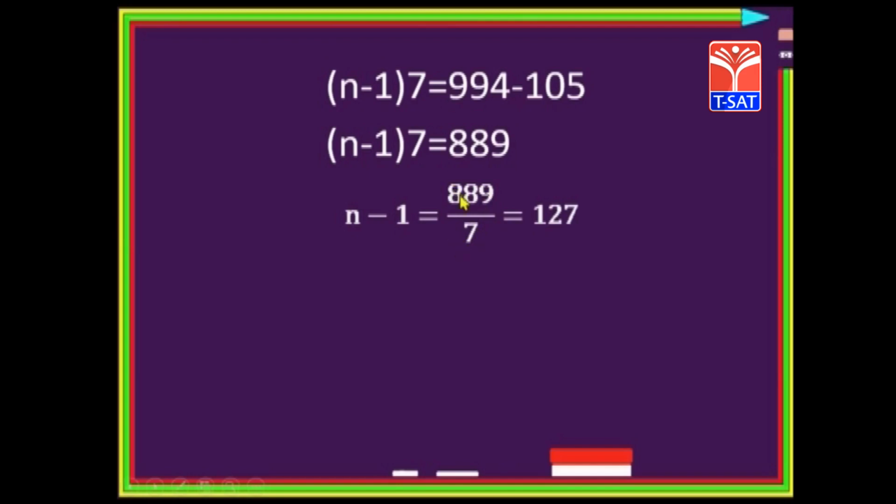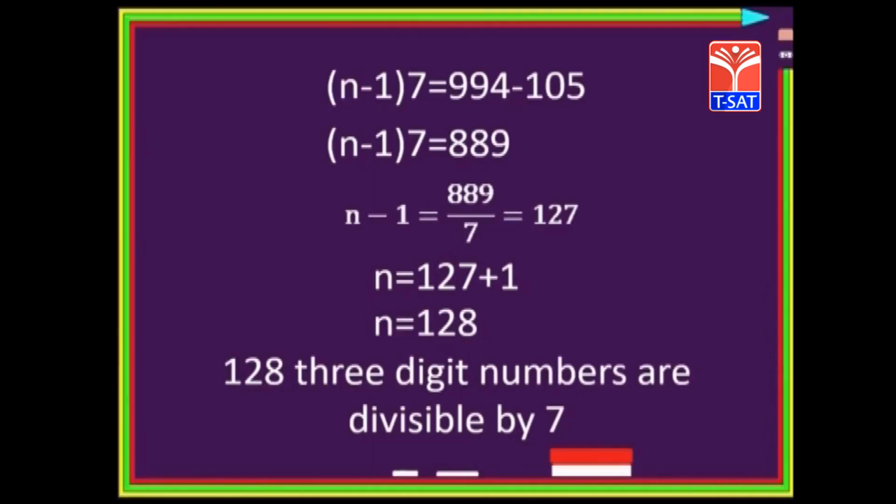7 ones 7, here 18 is remaining, 7 twos 14, here 4 is remaining, 49, 7 sevens are 49. So, n − 1 is equal to 127, then n is equal to 127 plus 1, n is equal to 128. So, by using arithmetic progression, simply we have estimated there are 128 3-digit numbers which are divisible by 7. In the same way we can find how many 4-digit numbers are divisible by 9. Till now we have solved beautiful and interesting problems based on the nth term formula.